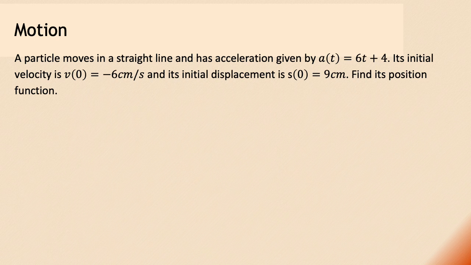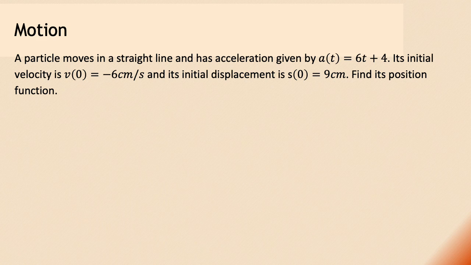One last example of antiderivatives. We're going to look at a problem involving motion. Remember the relationship between position, s of x, and velocity. Remember that velocity is the derivative of the position, and that acceleration is the derivative of the velocity. That's stuff that we learned previously when we were studying derivatives.